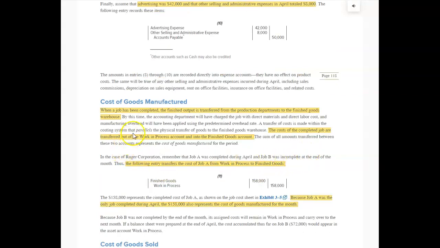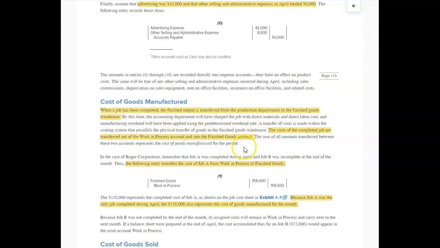Now, the cost of goods manufactured. This represents the cost of the items that we complete during this period. So when a job is completed, the finished output is transferred from the production departments, the factory floor, to the finished goods warehouse. When the physical units are transferred, we also transfer the cost.